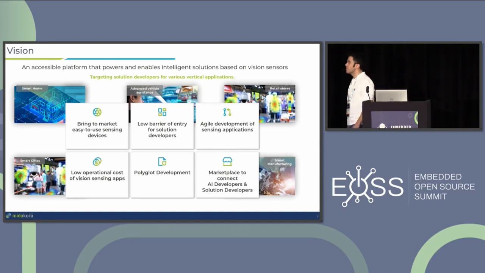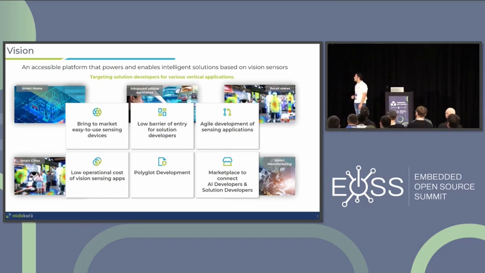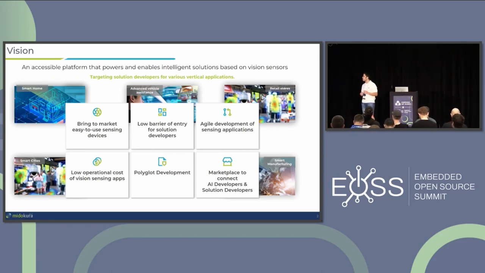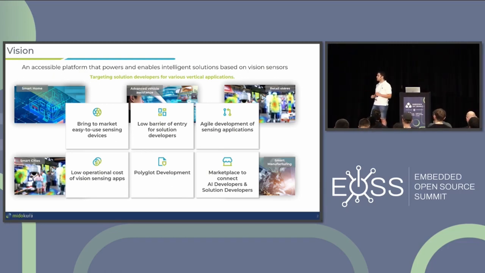So first of all, I will talk about the vision of the company. We want an accessible platform that powers intelligent solutions for vision sensors. Our objective is to bring to the market easy-to-use sensing devices, lower the barrier for solution developers, promote an agile development even for edge devices, lower the operational cost, that is, that you can manage and deploy new applications in an easy way, promote the polyglot development, that is, that you write the code for your embedded system in the language that you want, and have a marketplace to connect AI developers that creates the models and train them for a specific domain, and solutions developers where they can upload pieces of code so that it can be reused in a much more complex scenario.